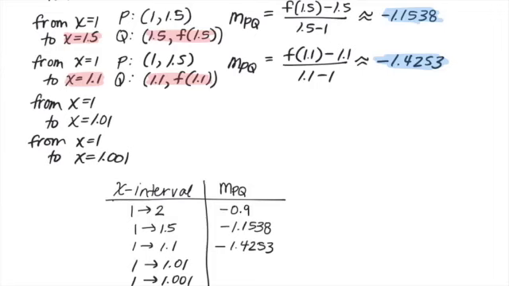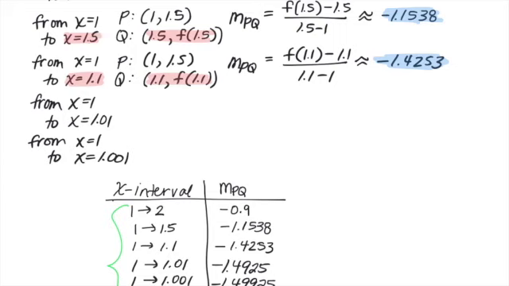Now we're back in our notes and we can fill in the remaining slopes in our table that we just got from our calculator. So for x equals 1 to x equals 1.01, the slope was negative 1.4925. Our next slope was negative 1.49925. And our last slope was negative 1.49925. So looking at our table, we can see as we look at the x intervals here, these intervals are getting smaller.